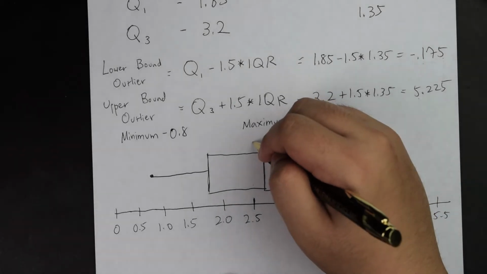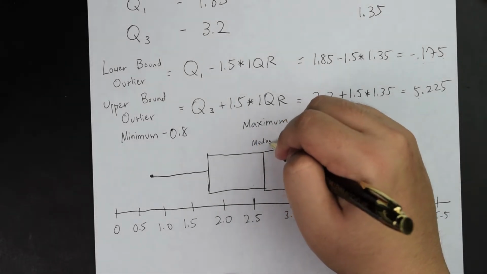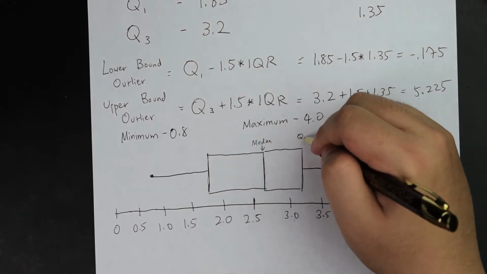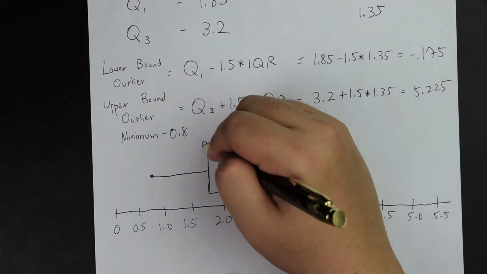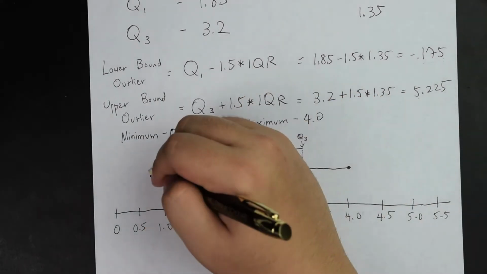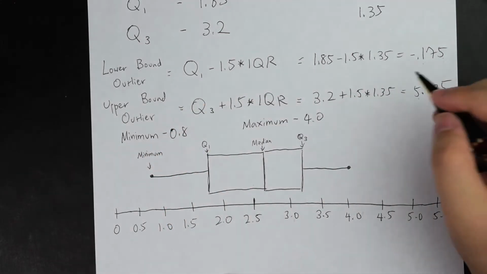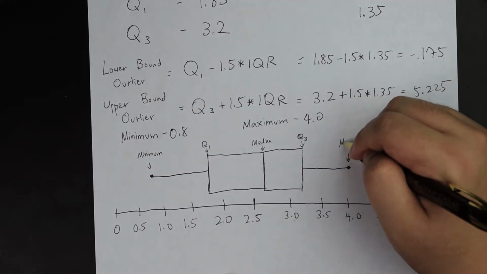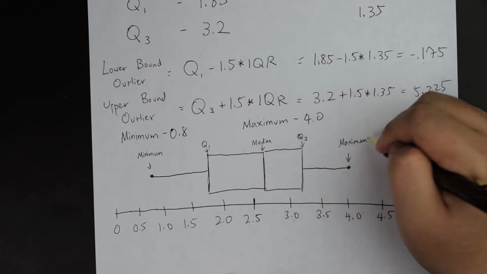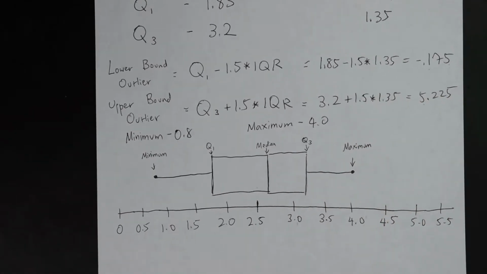As I mentioned before, this is my median right here. This is my Q3, Q1. This is my minimum. And this is my maximum. Okay, and so this is what it would look like, and that concludes my explanation of how to create the Box-and-Whisker plot.